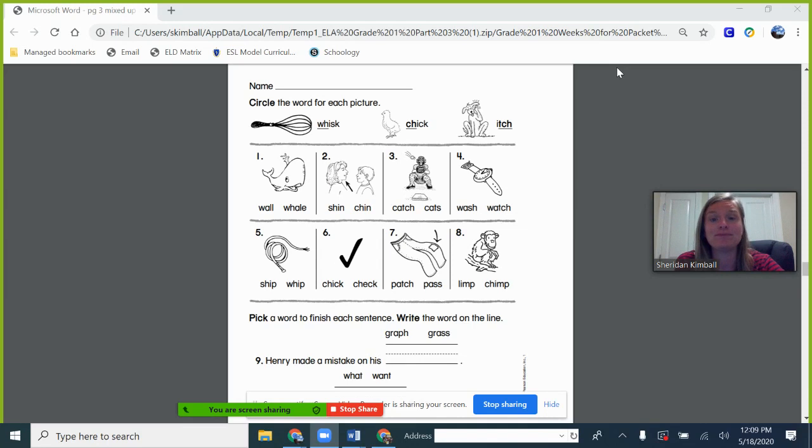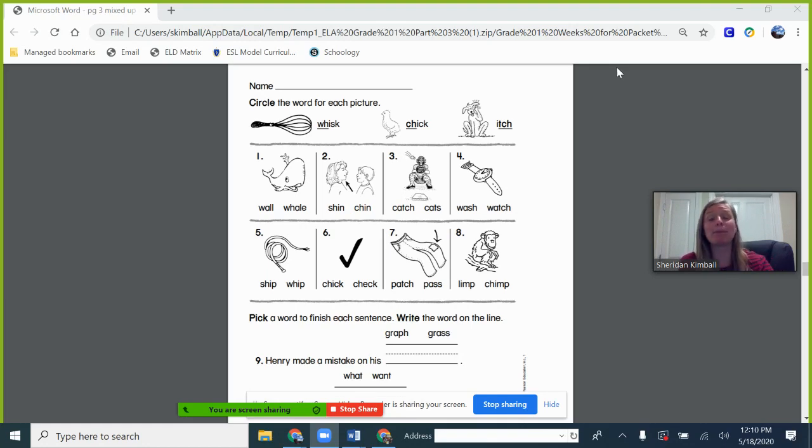Chin. Number 3, catch. Number 4, watch. Number 5, whip. Number 6, check. Number 7, patch. Number 8, chimp.